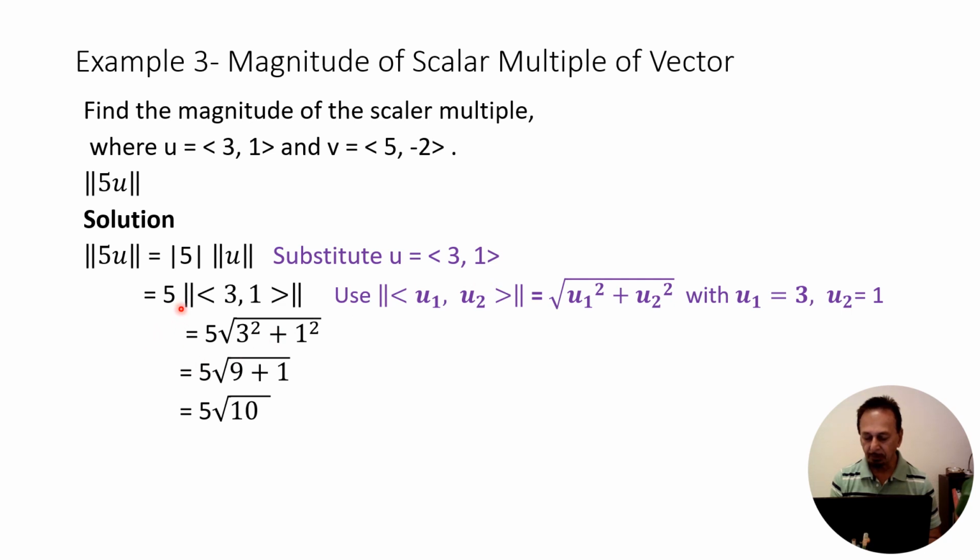So you have a 5, double bars, angle bracket 3 comma 1, angle bracket, and then double bars. The formula says you square the first component, square the second component and then add them together. So we have 5 times square root of 3 squared is 9, 1 squared is 1. So it will be 5 times square root of 10.